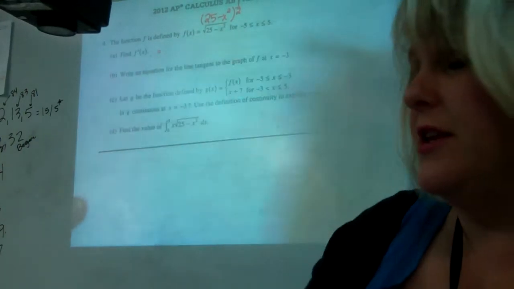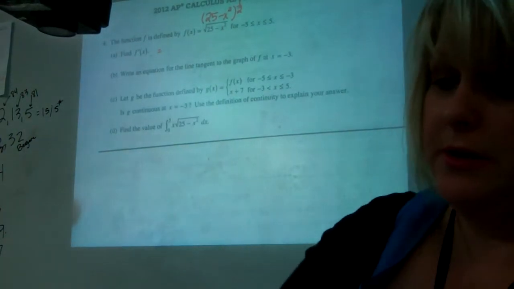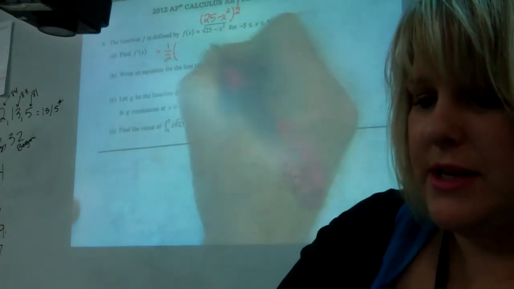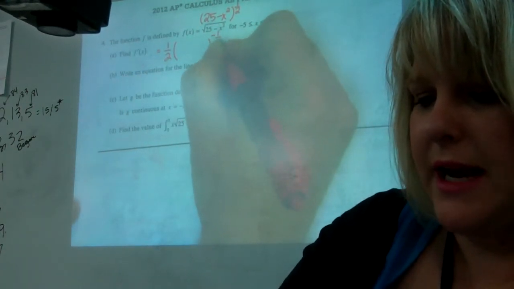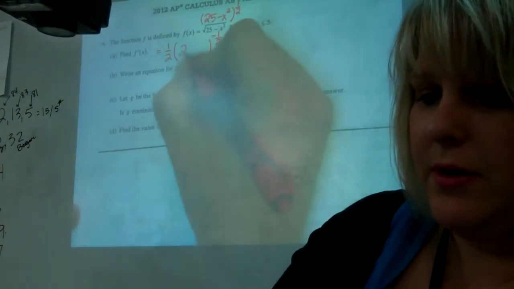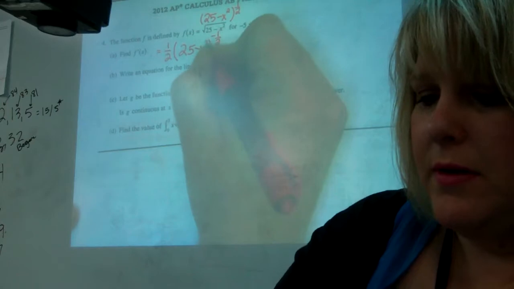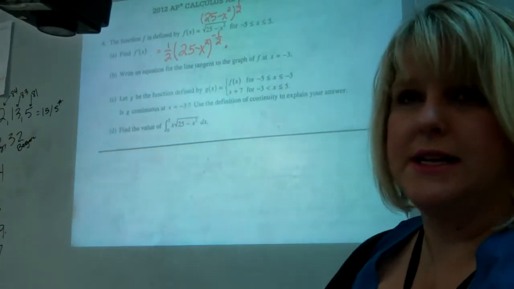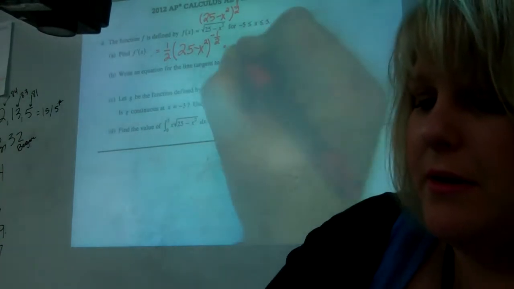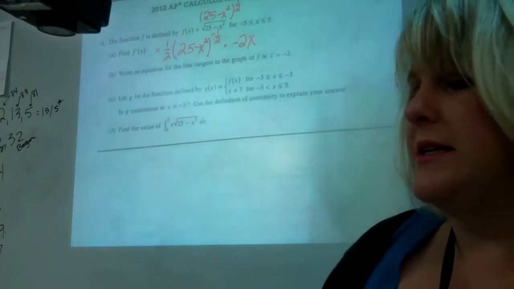Which says we have to take the derivative of the outside, which is the 1/2, so we bring that down to the front, and we subtract 1 from it, so it becomes negative 1/2. Leave the inside alone, times the derivative of the inside. So this is that chain rule thing we just talked about. Don't forget to do the derivative of the inside. Should be negative 2x.